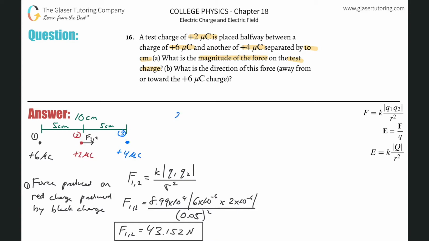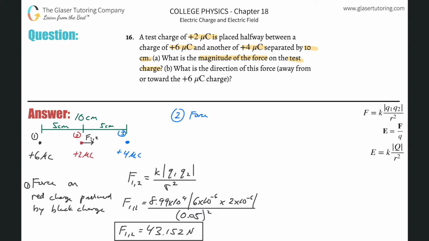So number 2 here. Force produced on red charge. I'm just reading what I wrote over here. What the heck did I even write? Force produced on red charge produced by black charge. I think I meant to just say force on the red charge produced by the black charge. Sorry if you were wondering what I was talking about, I'm wondering myself as I read it.